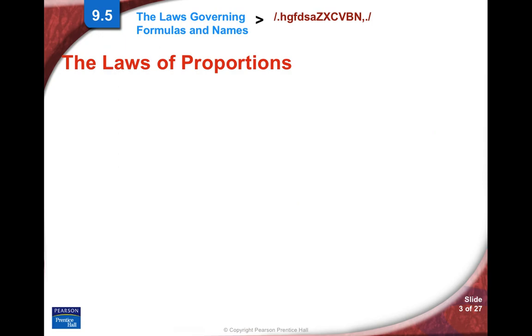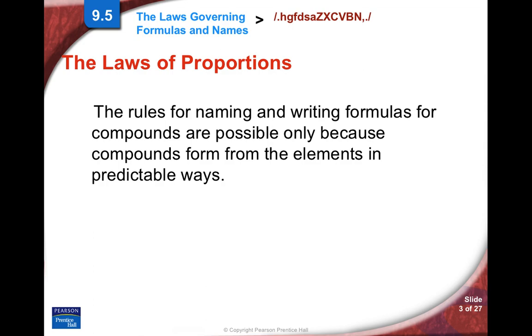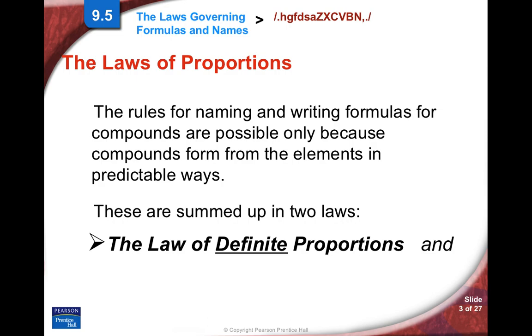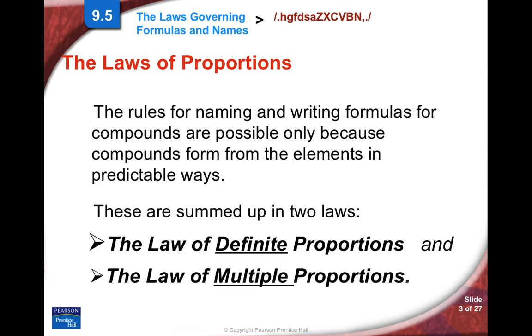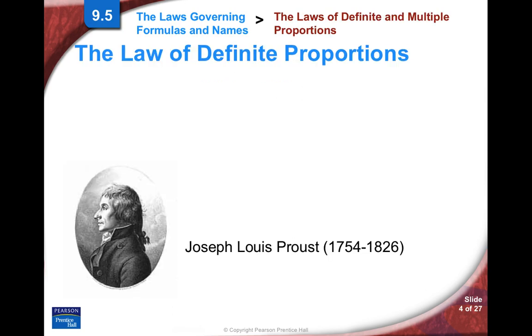There are 2 laws of proportions we need to be concerned about, and those 2 laws came out of early work measuring masses of compounds, and also ultimately gave us the tools we needed to write formulas and name compounds. The first law is the law of definite proportions, and the second one is the law of multiple proportions. There's something going on here with those proportions.